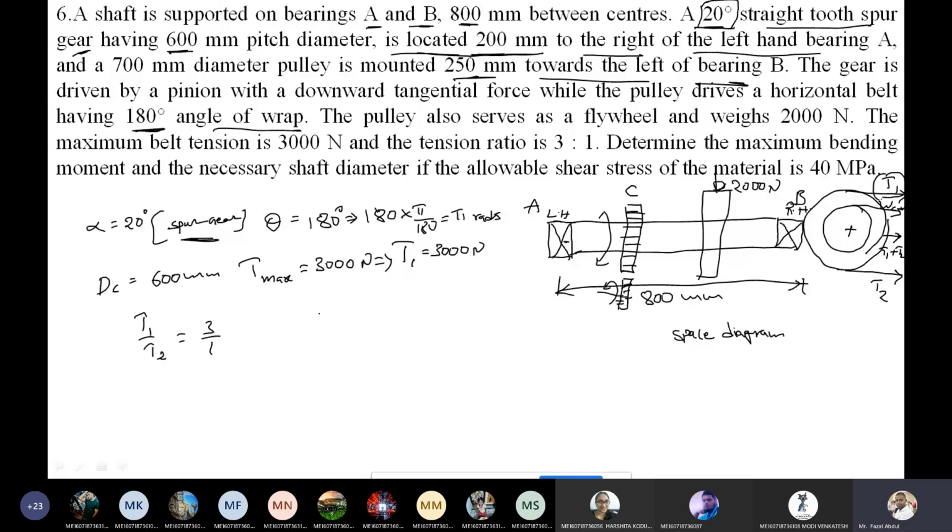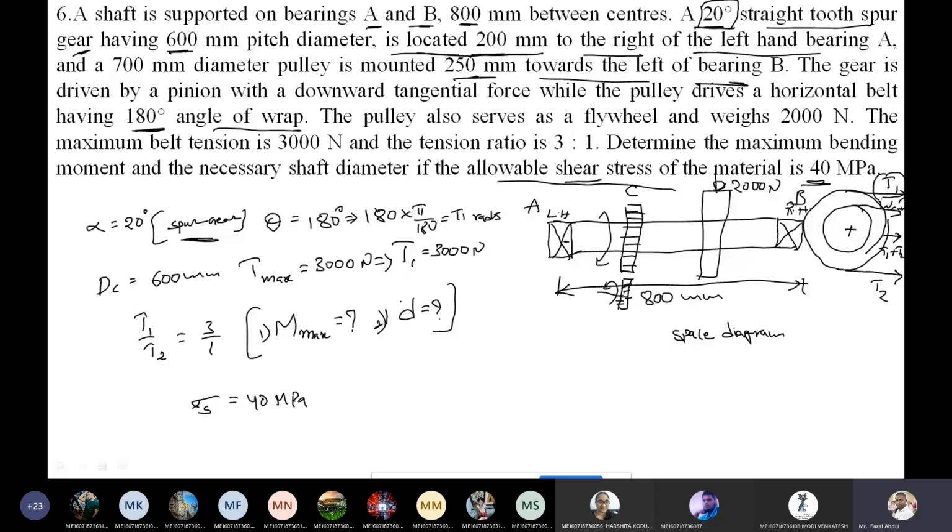Okay. What is asked in the question? Determine the maximum bending moment. This is the first question. Now the second question is the necessary shaft diameter. How much is the diameter of the shaft, D? These two are to be solved, and an additional material property is given in the question: the allowable shear stress for the material is 40 megapascal.